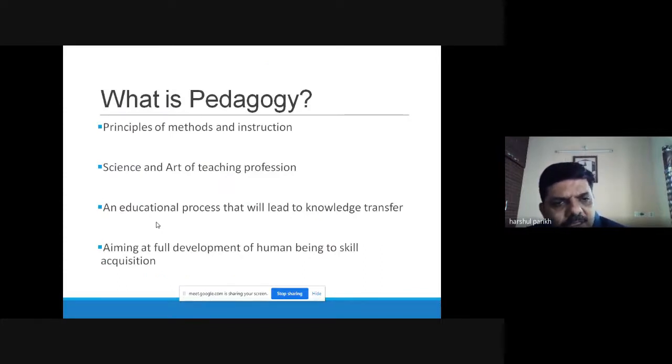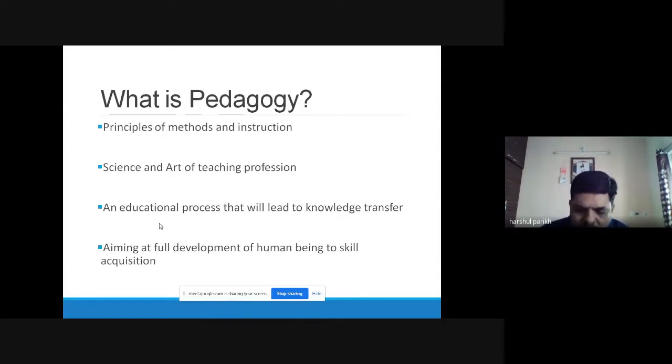So pedagogy involves principles of methods and instruction delivered to the students. It is the science and art of the teaching profession. We can consider pedagogy as a method that will lead to knowledge transfer to the students. The aim of pedagogy is the full development of the human being, to skill acquisition.